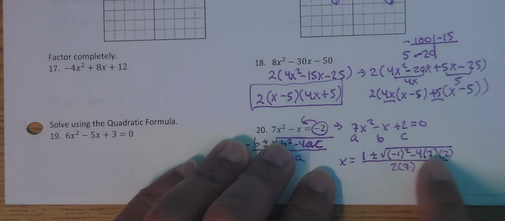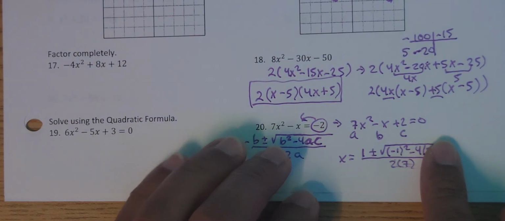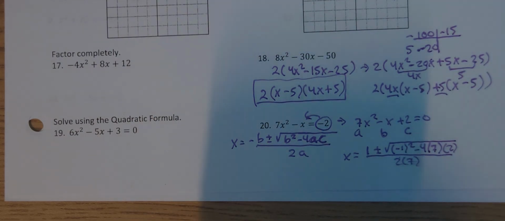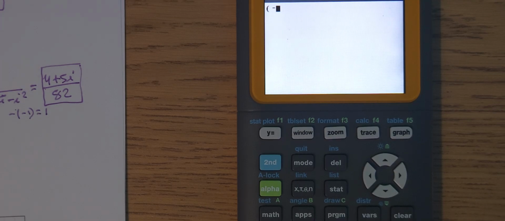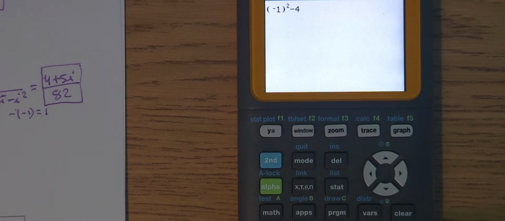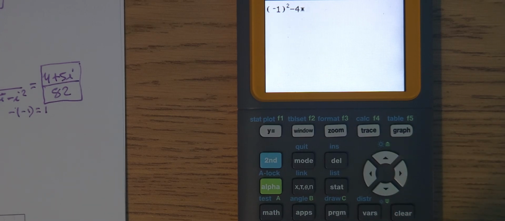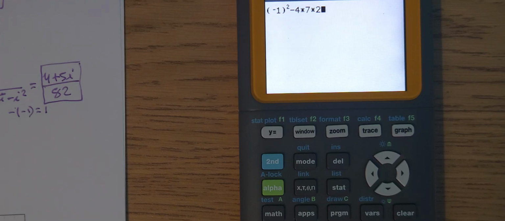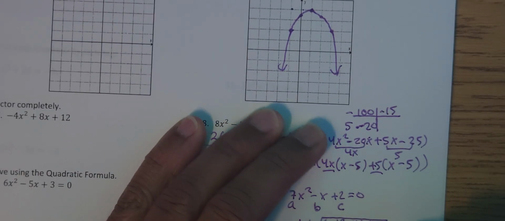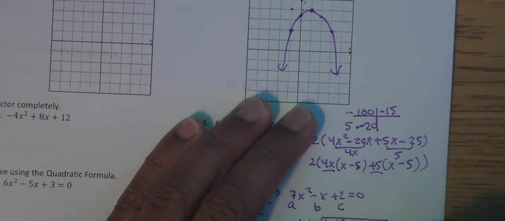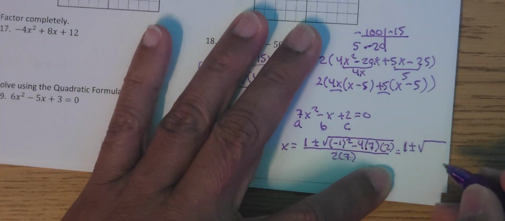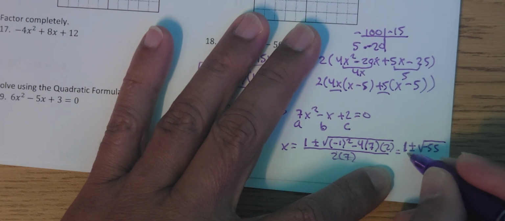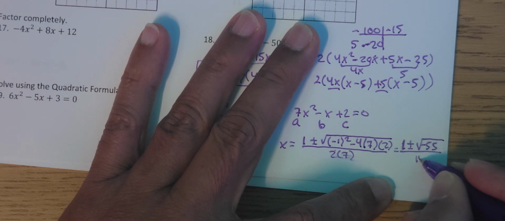So I am going to do this on the calculator, the discriminant, not the whole thing. Okay, so let me show you what I'm saying. I'm going to do the discriminant for the sake of time. Negative 1 squared minus 4 times a, which is 7, times c, which is 2, it gives me negative 55, right? So then this is equal to 1 plus or minus the square root of negative 55 over 2 times 7, which is 14.